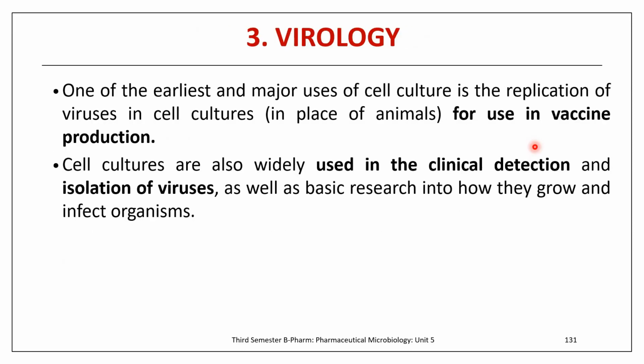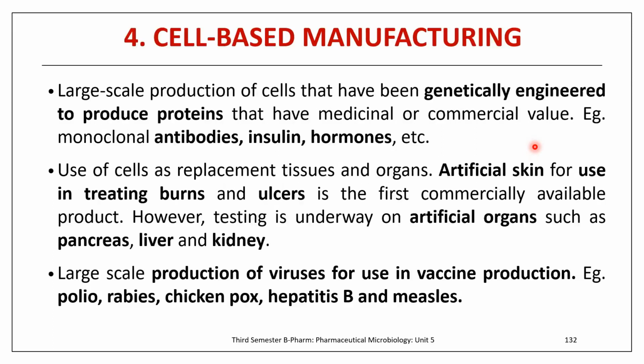And next one is virology. Once again, virus can be cultured in the animal cell culture. So this method can be used for that kind of property. Now, next one is cell-based manufacturing. Again, there are lots of pharmaceutical products which are synthesized from cell-based protein engineering or genetic engineering, like antibiotics, monoclonal antibodies, insulins, hormones. All these are produced by biotechnological process. So these kind of products can be made by genetic engineering using animal cell culture.